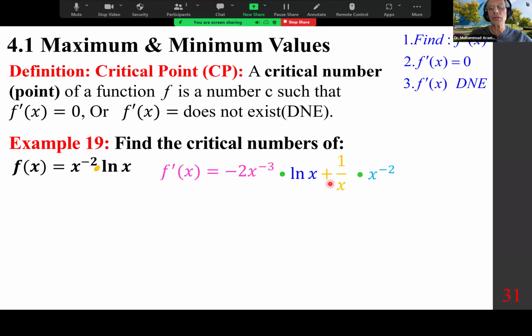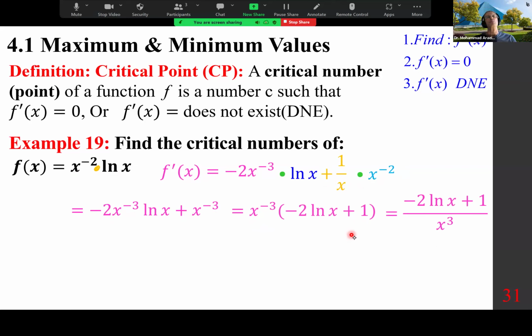As you can see, this will result in x to the power of negative 3, and we can factor the x to the power of negative 3 from these two pieces. This gives us negative 2 ln x. This gives us positive 1. And we can take this down, make it the denominator x cubed. Now, f prime is 0. A fraction is 0 when the numerator is 0. So negative 2 ln x plus 1 equals 0. Which means you move the 1, make it negative 1, divide by negative 2, make it 1/2.